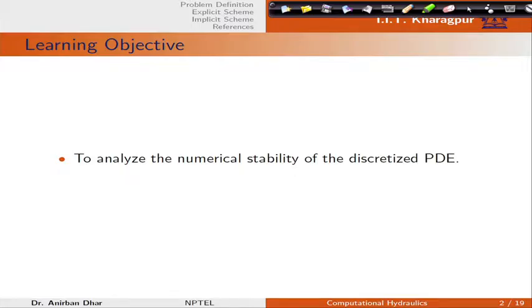So, what is the learning objective for this particular unit? At the end of this unit, students will be able to analyze the numerical stability of the discretized partial differential equation.